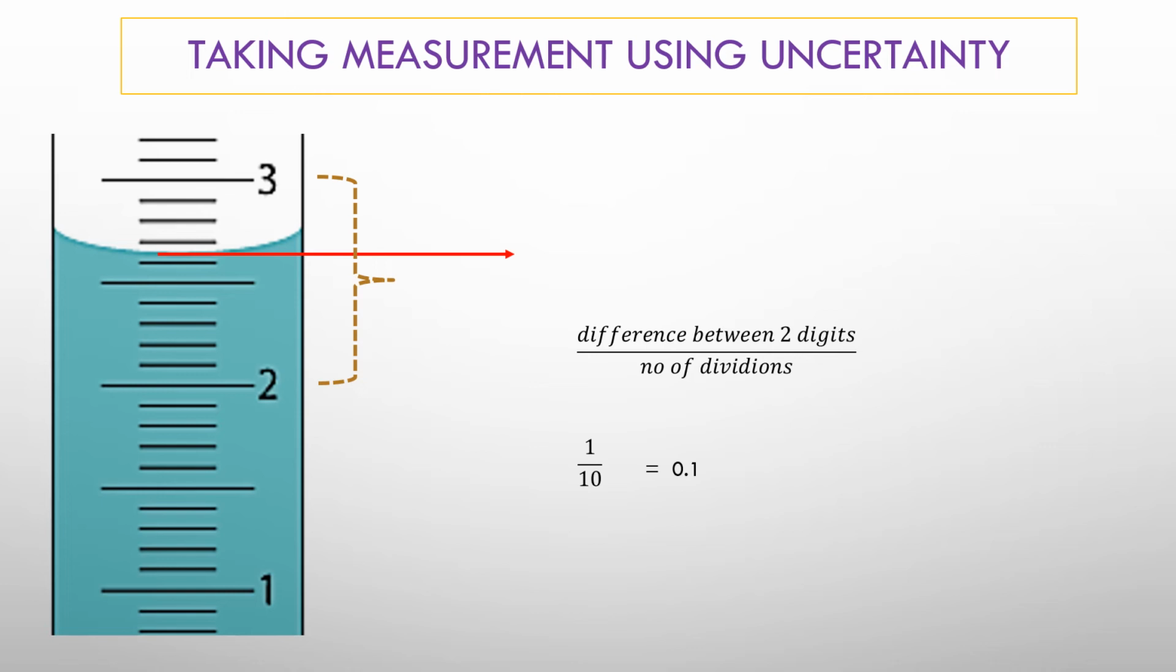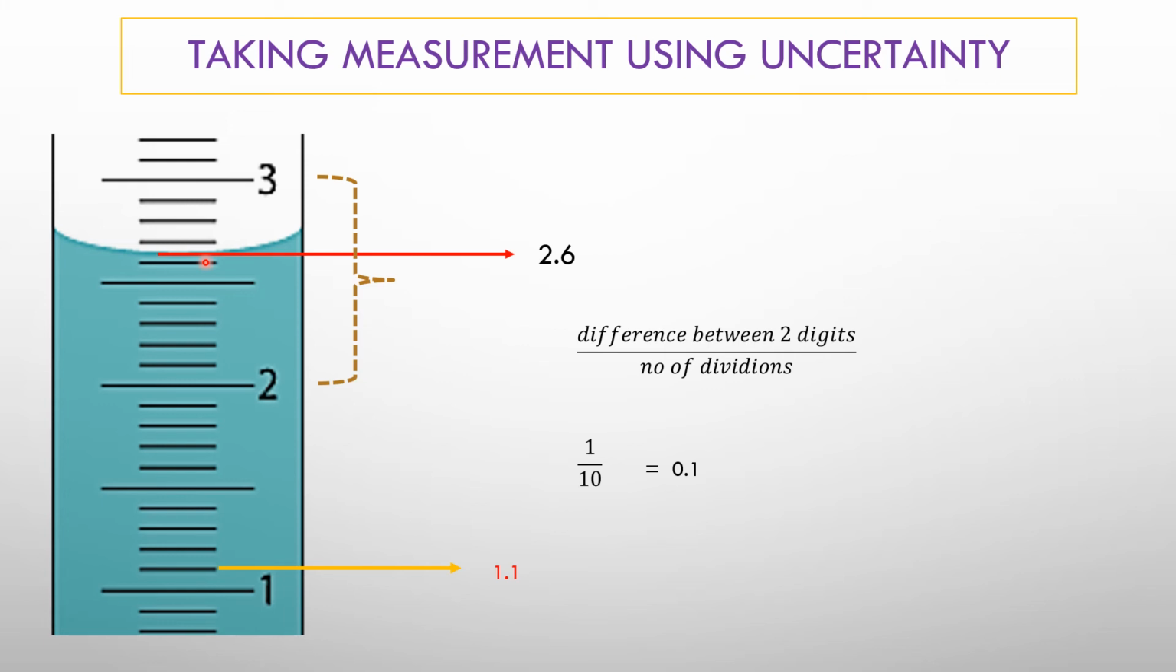So we will have 1 at the bottom and this is going to be 0.1. So 1 plus 0.1 will be 1.1. So we will have 1.1, 1.2, 1.3, 1.4, 1.5, etc. So when we are looking at this particular reading, you can see this is 2, this is 0.1, so that's 2.1, 2.2, 2.3, 2.4, 2.5, 2.6. So you can see this is 2.6.